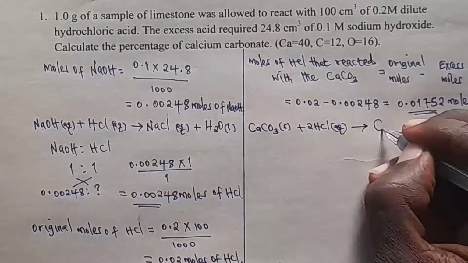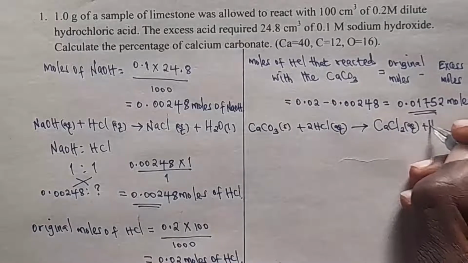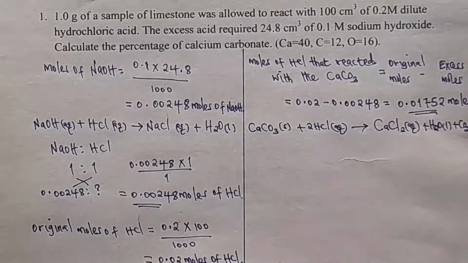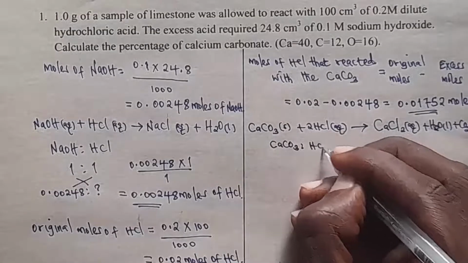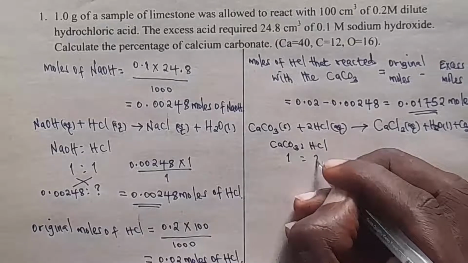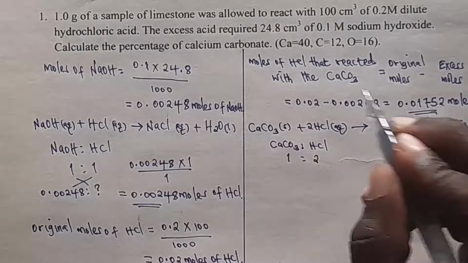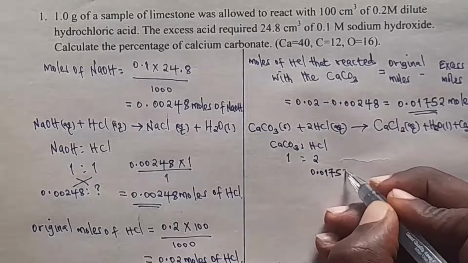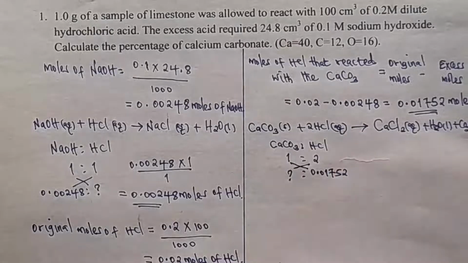Here we are going to get calcium chloride, which is a solution, plus water, which is a liquid, plus carbon dioxide, which is a gas. So next, let's get the mole ratio between calcium carbonate and hydrochloric acid. The mole ratio is 1:2. So we have the number of moles of the hydrochloric acid that has reacted with the calcium carbonate to be 0.01752. So let's get the number of moles of the calcium carbonate that has reacted with hydrochloric acid.